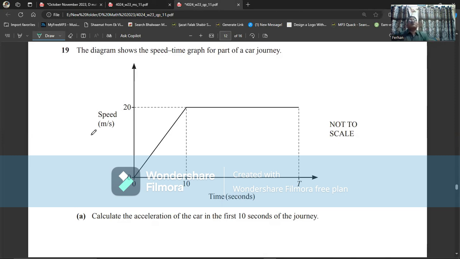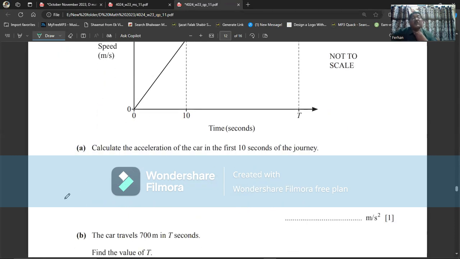The diagram shows the speed time graph for the part of a car journey. So here we have a speed time graph. Here you can see 0, 10. This is time and this is speed. The maximum speed here is 20. Up to 10, the car speed is increasing, it's accelerating, then the speed becomes constant, and that constant speed is 20. The first question is calculate the acceleration of the car in the first 10 seconds of the journey.